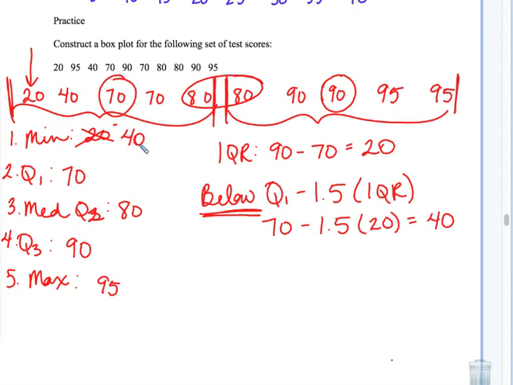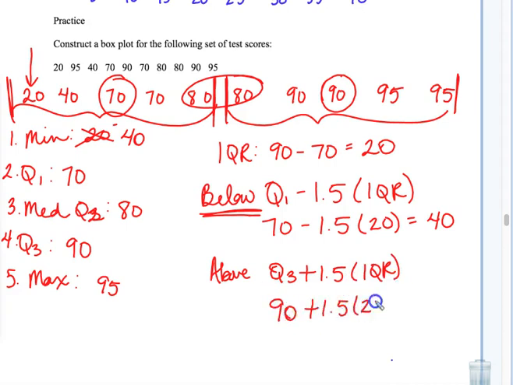Okay, I've got to check the upper side of the data. So do I have anything above Q3 plus 1.5 times the IQR? So Q3 is 90 plus 1.5 times 20. So that's going to give me 120. Do I have anything above 120? No, I do not. So these now are the 5 numbers that I'm going to use on my box plot, and 20 is an outlier.